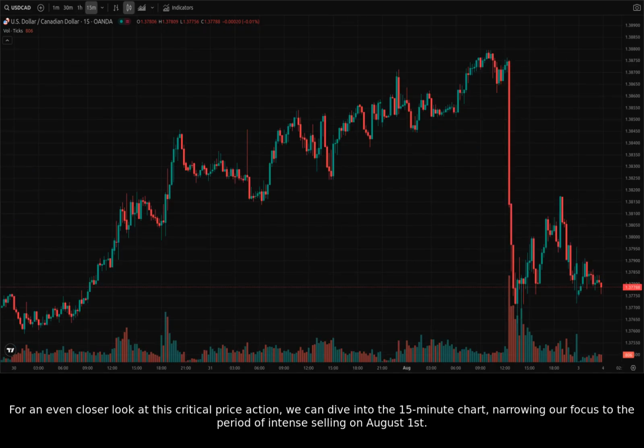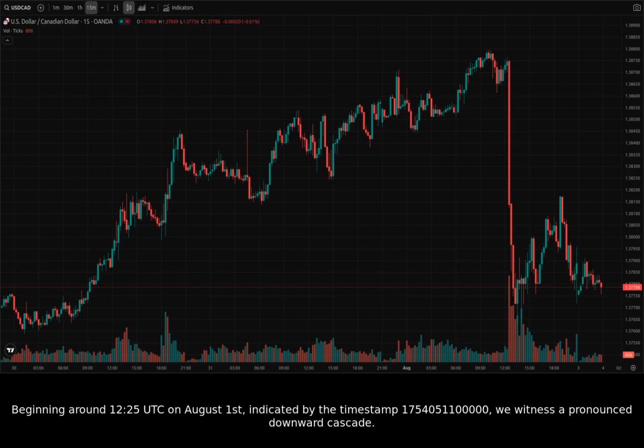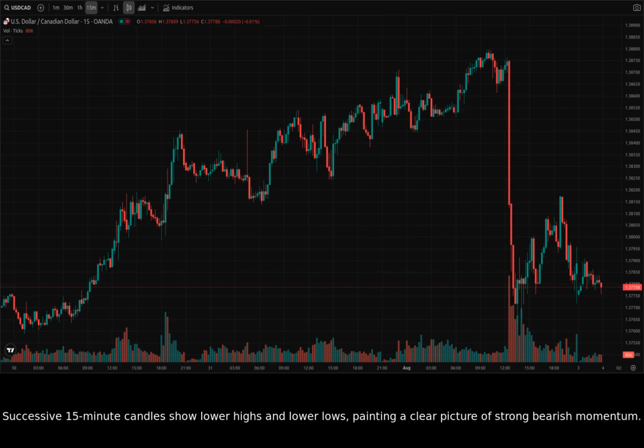For an even closer look at this critical price action, we can dive into the 15-minute chart, narrowing our focus to the period of intense selling on August 1st. Beginning around 12:25 Universal Time Coordinated on August 1st, indicated by the timestamp 1754051100000, we witness a pronounced downward cascade. Successive 15-minute candles show lower highs and lower lows, painting a clear picture of strong bearish momentum.